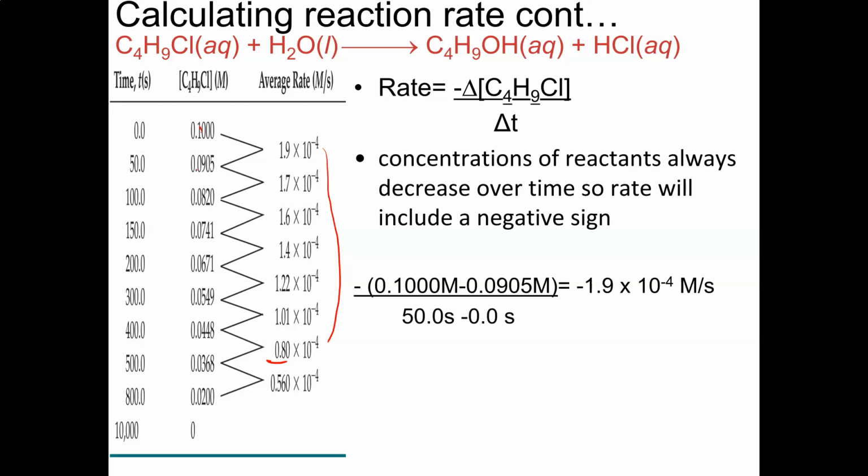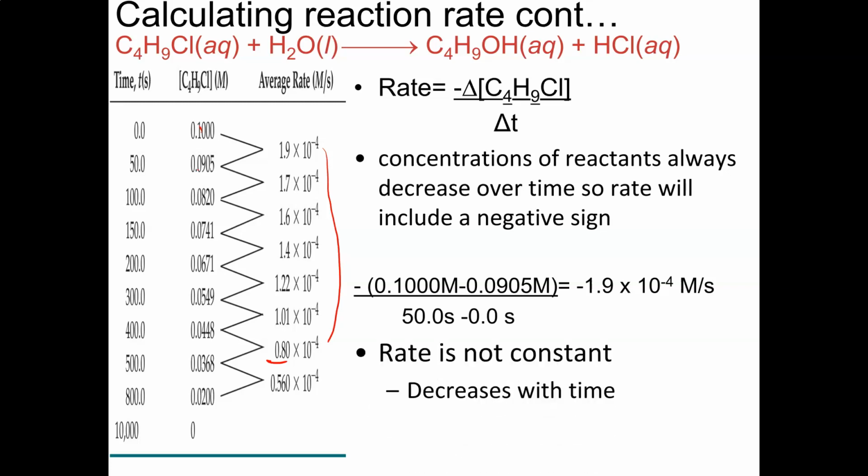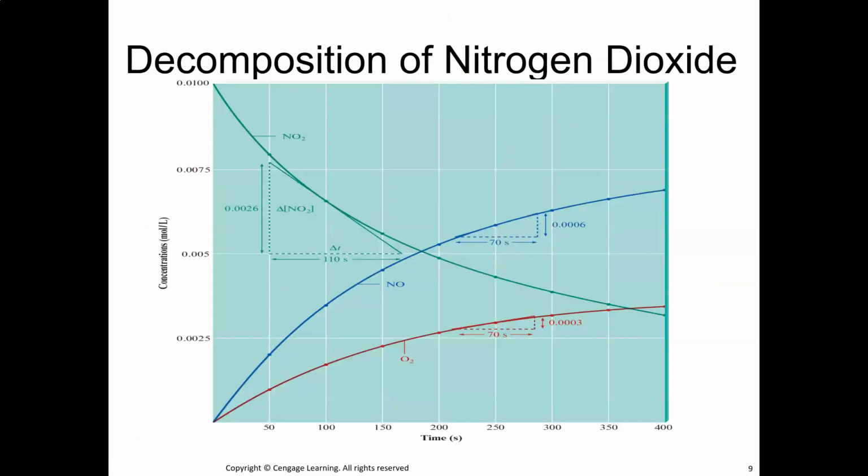So instead of having just reactants available to collide with each other, now you have products getting in the way. As a result, a collision could occur between a reactant and a product instead of two reactants, which is not going to create anything. So that's why your rate slows down over time, because you have products getting in the way. Rate is not constant, it decreases over time.